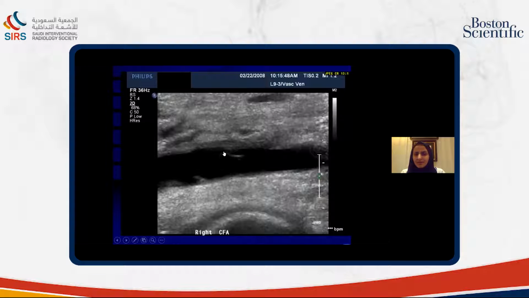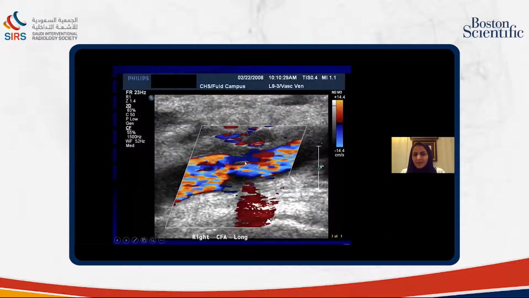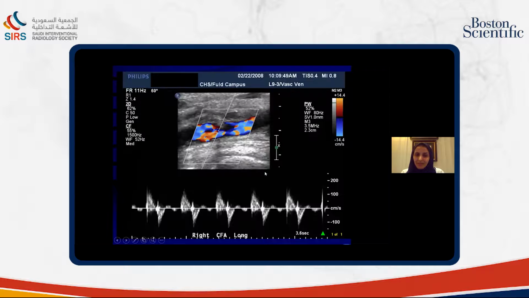If you see here, this is like a tear inside the vessels. So when we put color, we see flow around the echogenic tear there. When we sample, we see backflow, peak systolic and diastolic lower to the baseline. It's like the same waveform up and down. So dissection is very important also to evaluate.